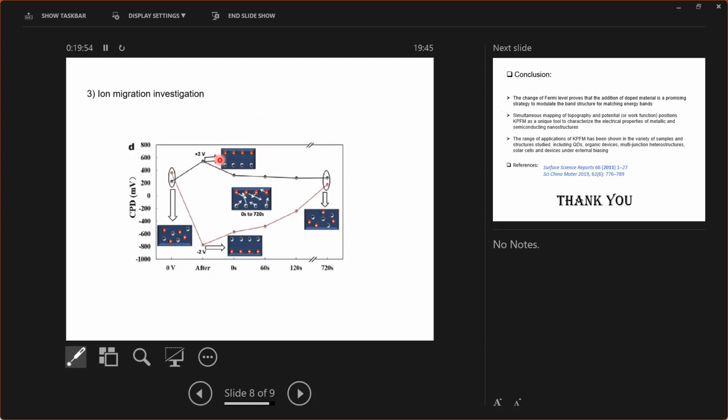That means ion migration is from what to what? When a bias is applied, there will be a separation of charge within the material. Now they are removing the bias, so it will come back to its initial position.